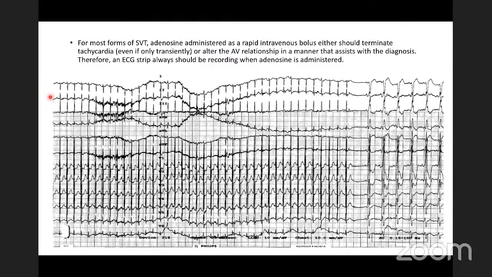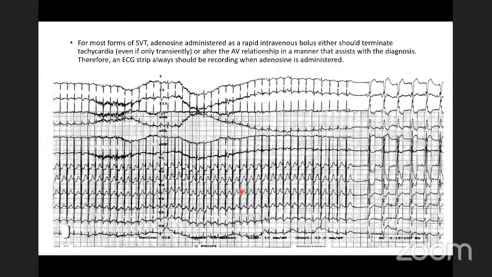It should terminate the tachycardia or alter the AV relationship that can help in the diagnosis. So most of the times, I hear that we give the adenosine and there was no effect. This statement is not correct. There should be some effect. If you say there was a transient AV block, that is because adenosine blocked the AV node. So there should be transient AV block when you give the adenosine.